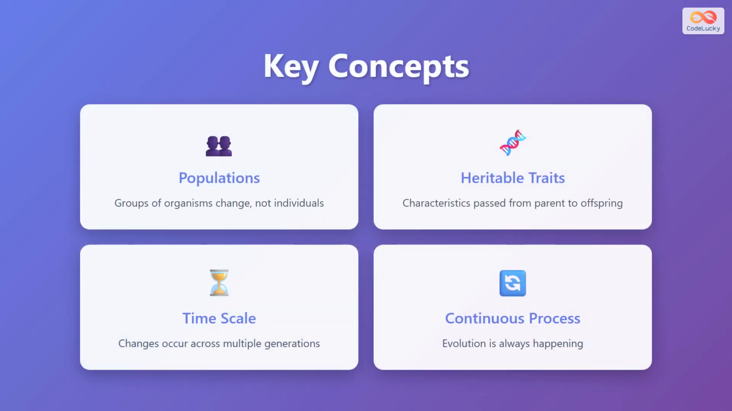There are 4 key concepts to understand about evolution. First, evolution affects populations, not individuals. A single organism cannot evolve during its lifetime. Second, the traits that change must be heritable, meaning they can be passed down through DNA. Third, evolution occurs over a time scale of multiple generations. It's not something you can observe in a single lifetime for most species. And fourth, evolution is a continuous process that is always happening, even right now. Populations are constantly adapting to their environments.